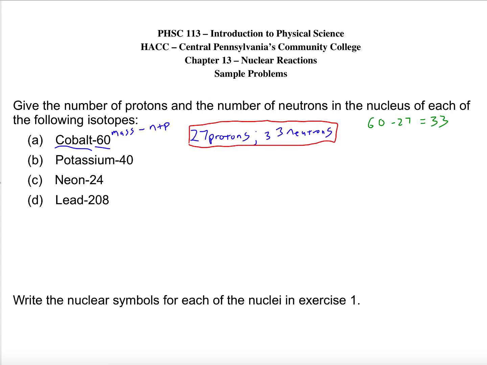We can do the same thing for the others. Potassium has an atomic number of 19. That means it has 19 protons. The mass number of 40 means the number of protons and the number of neutrons has to add to 40. So we take 40 and subtract the 19 that we know, and that leaves us with 21, so that potassium 40 would have 21 neutrons. And that would be all we need for this problem.